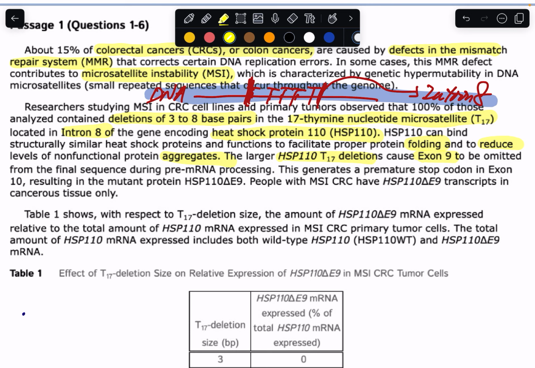This generates a premature stop codon in exon 10, resulting in mutant protein, HSP110 delta E9. So in my brain, I'll just say the mutant protein is the delta E9, because HSP110 is the part that's the same, right? So delta E9 is the mutant protein. All right, people with MSI CRC have HSP110 delta E9 transcripts in cancerous tissue only.